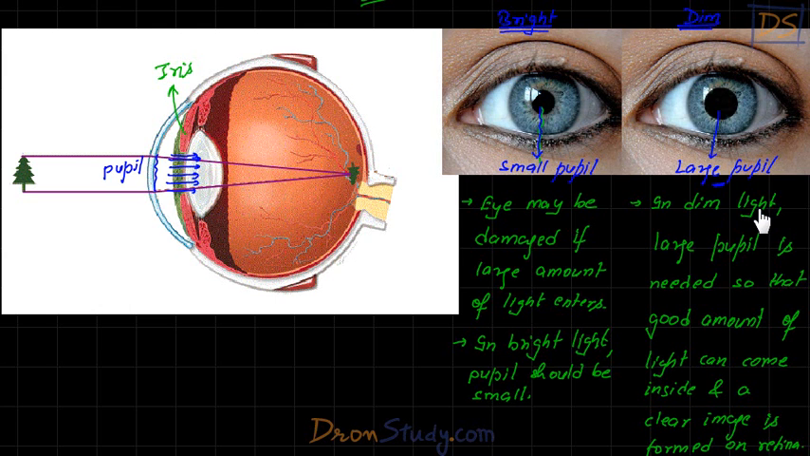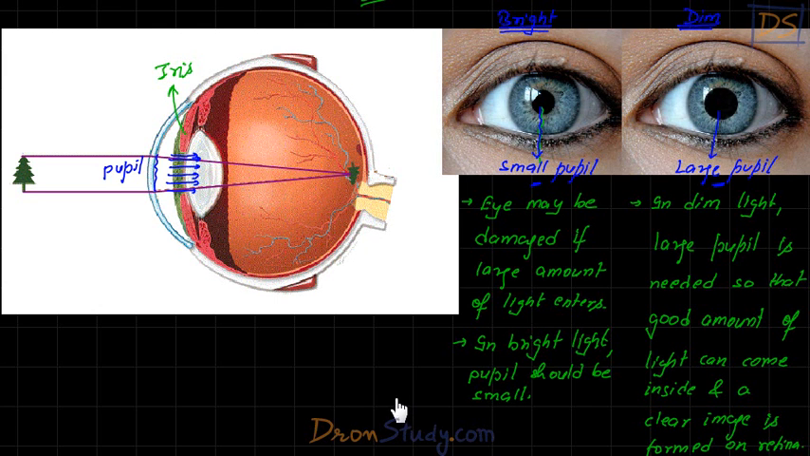I can repeat it briefly if you want. In bright light, there's a lot of light outside. If a lot of light enters our eyes, then our eyes will be damaged. So we need a small pupil, so that only a small amount of light can come inside and the eye is safe. When we are in dim light, there's very little light outside, so a large pupil is needed to gather a lot of light, so that the image formed here is clear and we can see the object.